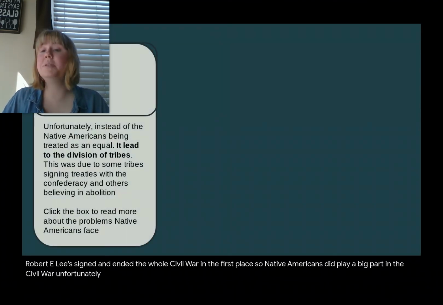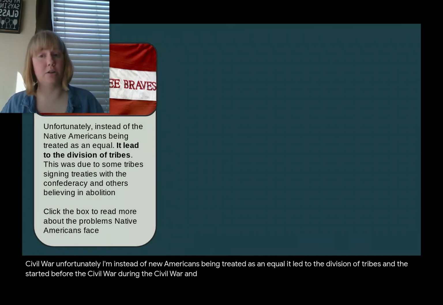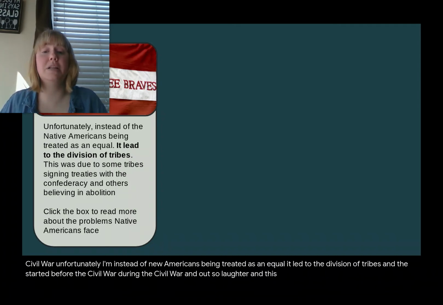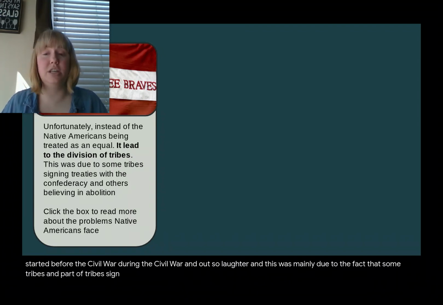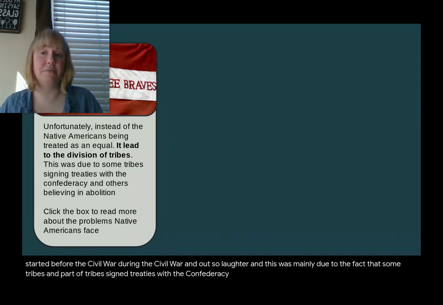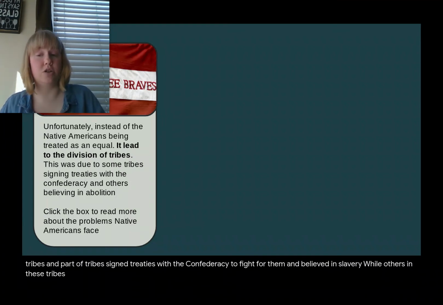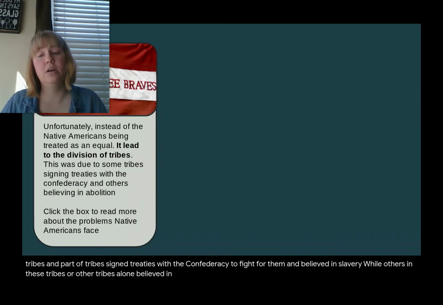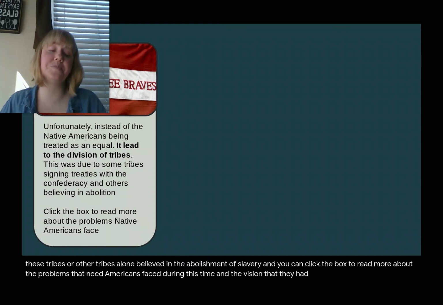Unfortunately, instead of Native Americans being treated as equals, it led to the division of tribes. This started before the Civil War, during the Civil War, and also after. This was mainly due to the fact that some tribes and parts of tribes signed treaties with the Confederacy to fight for them and believed in slavery, while others in these tribes or other tribes believed in the abolishment of slavery and didn't want slavery around anymore. You can click the box to read more about the problems that Native Americans faced during this time and the division that they had.